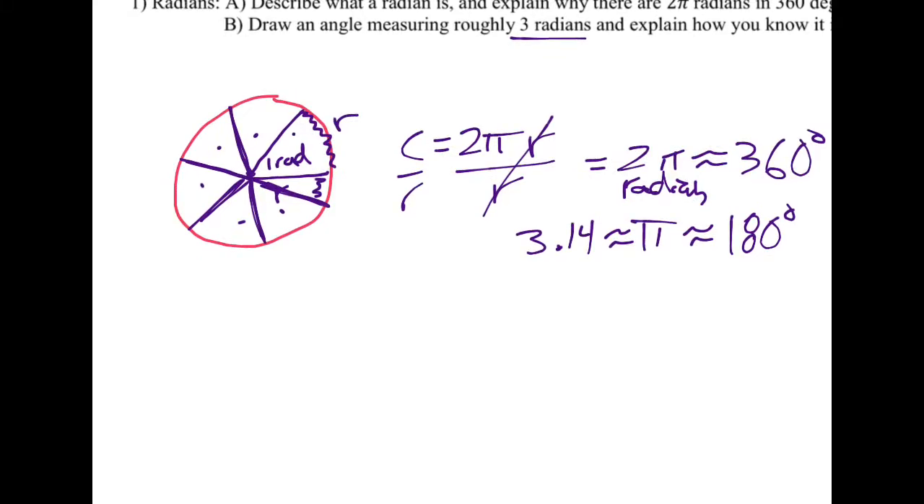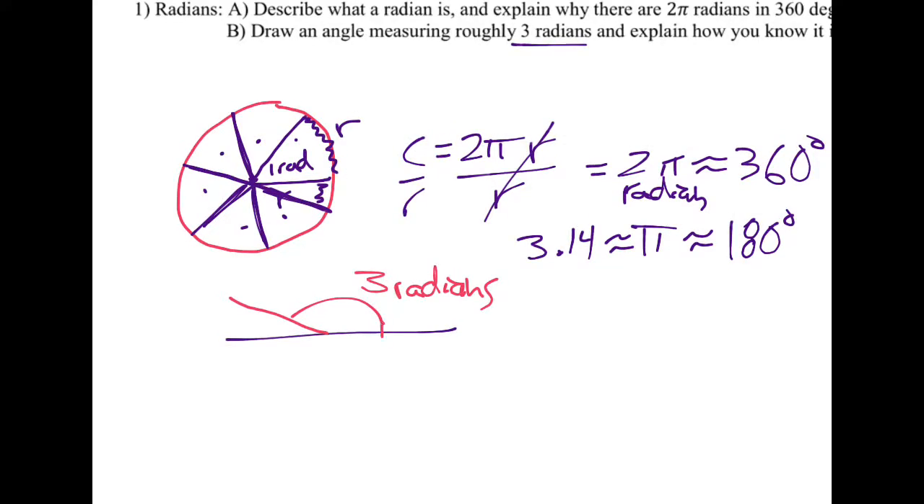If I draw something that is not a full 180 degrees, but slightly less than it, that right there is 3 radians. And I know it because 3.14 radians is a complete 180 degrees, so that right there would be roughly 3.